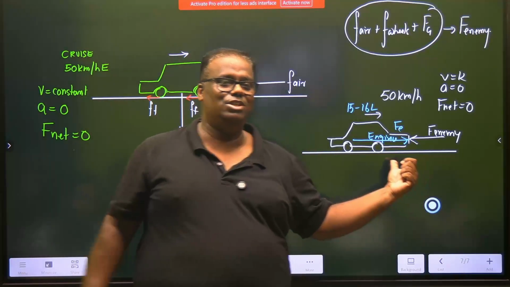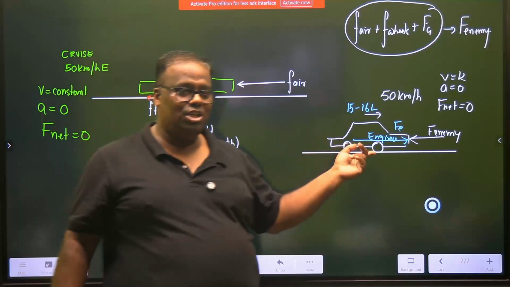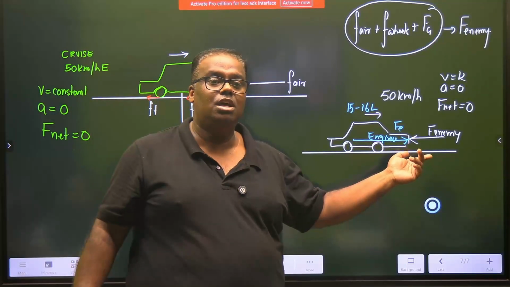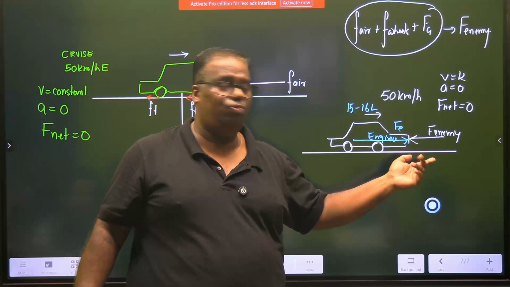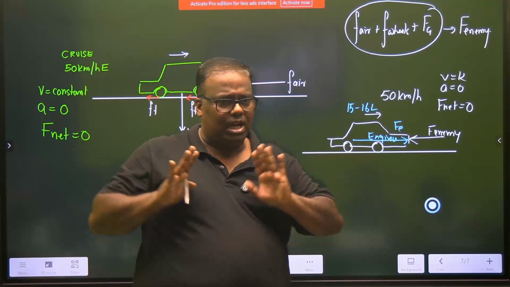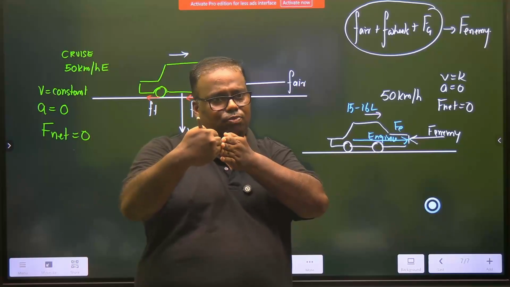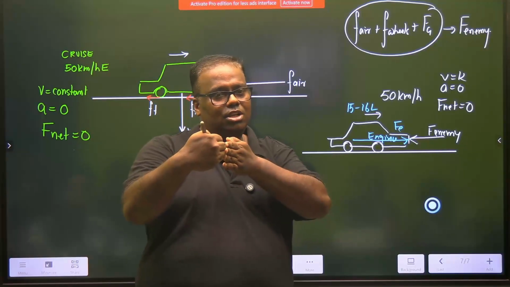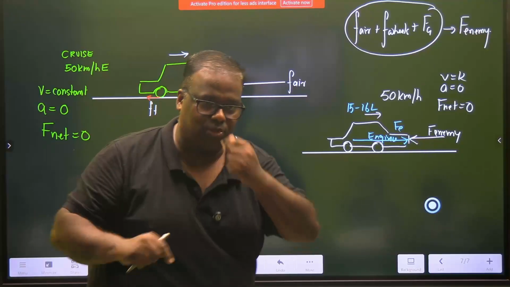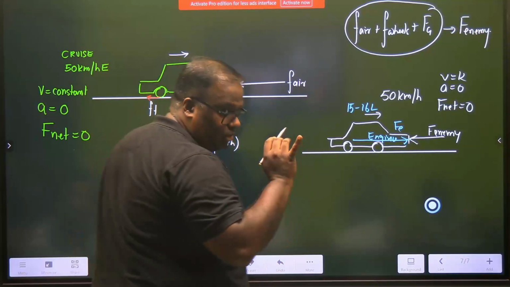Now put Newton's laws. A body in motion continues to be in a state of uniform motion unless and until it is compelled by an external force. Right now, the engine will give a force. The tractive force is exactly equal to the enemy force. Body is going at uniform motion, right? So no net force. Now we'll create net force. How to create net force?